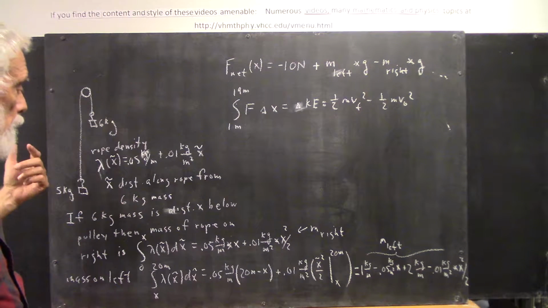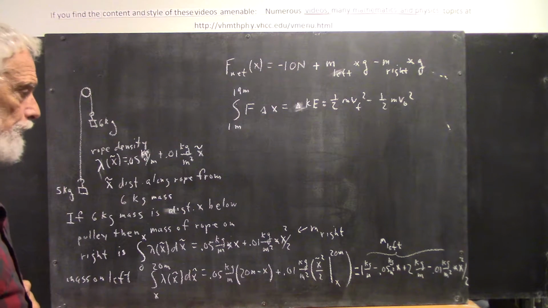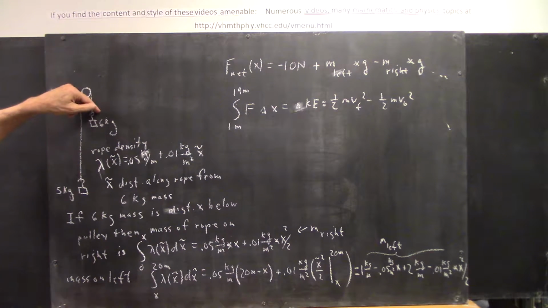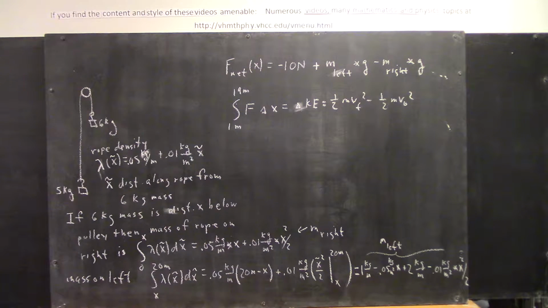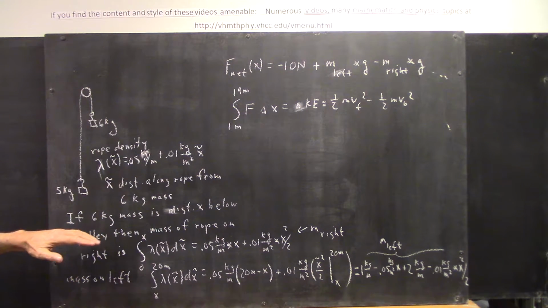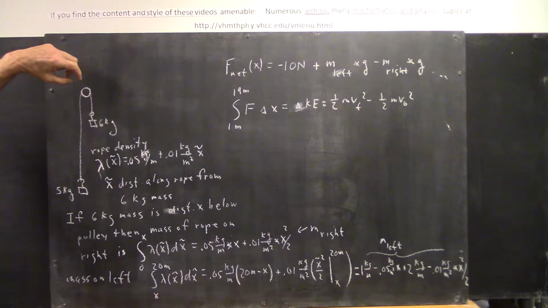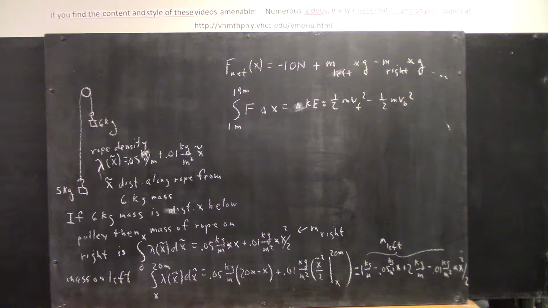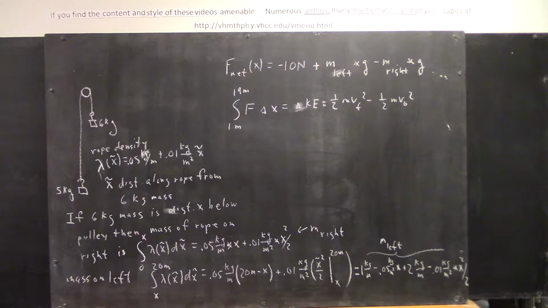Now, what we want to do is release this thing again when the 6 kilogram mass is 1 meter below the pulley. We release it from rest, and we're going to let it fall to the floor. Again, the rope is 20 meters long. The pulley has negligible friction and negligible dimensions, so that we have 1 meter of rope here and 19 meters of rope here.